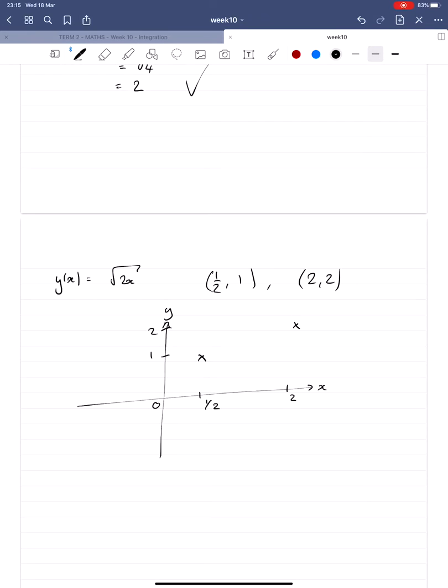y of x is equal to the square root of 2x. So y of 0 is equal to 0, which means this is a point. And we require that x be greater than or equal to 0, because if x is less than 0, then y becomes imaginary. And so our graph is going to look like that. Very nice.